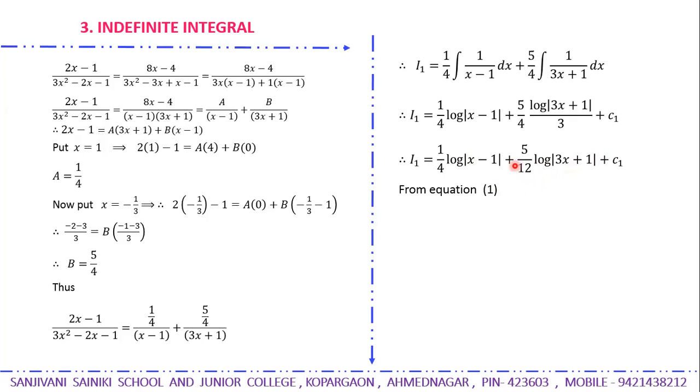So now using this I1 in our equation number 1, where we have to multiply it by 4. So 4 will get cancelled, and what will remain? Log of x minus 1 plus 5 upon 3 log of 3x plus 1 plus 4 times c1, but 4 times c1 is replaced by another constant of integration c.